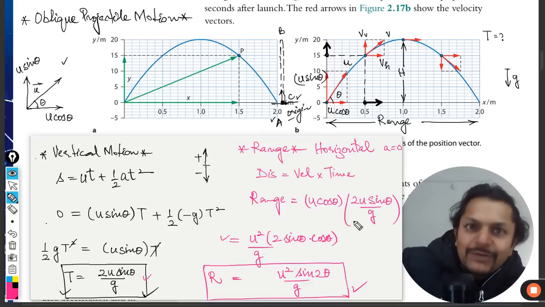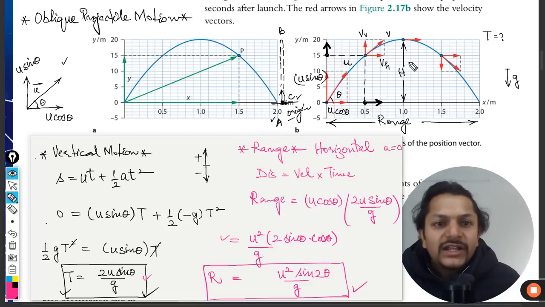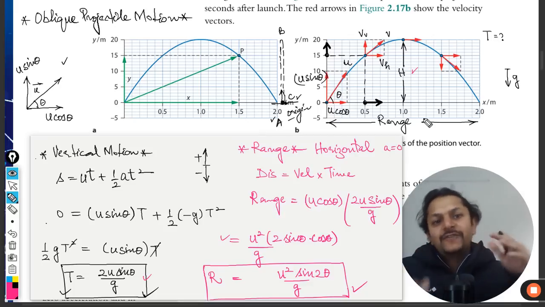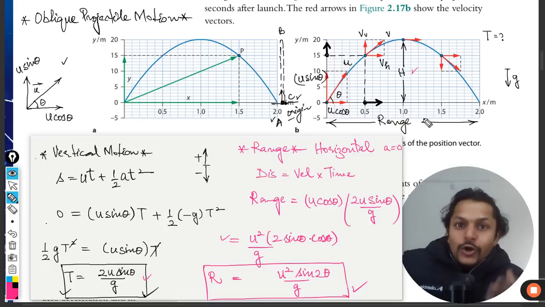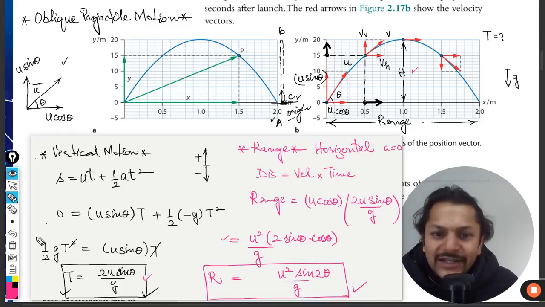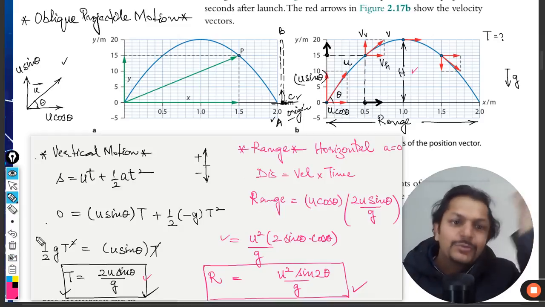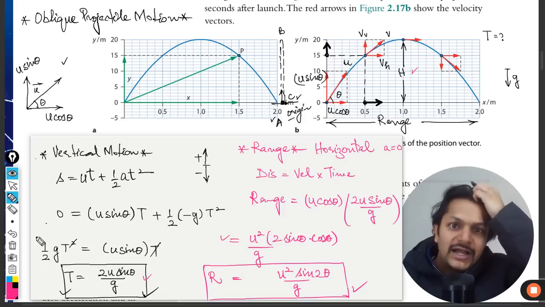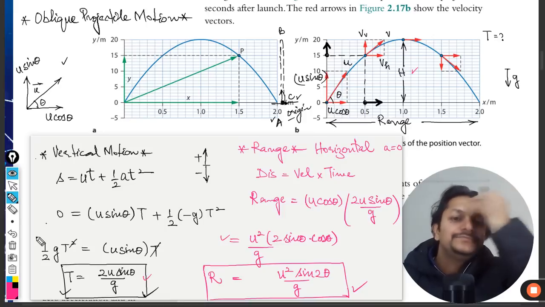Okay, so now we know the range also. Now we know the time also. So the only thing left is the total height that will be achieved. Let us create a formula for that now. Okay, so this is done. I would be erasing this now, and we will go for the total height.